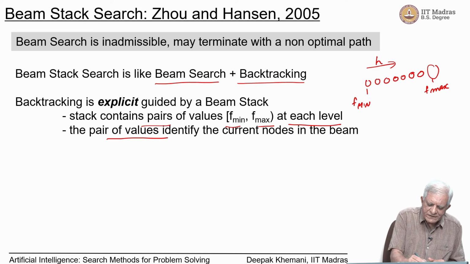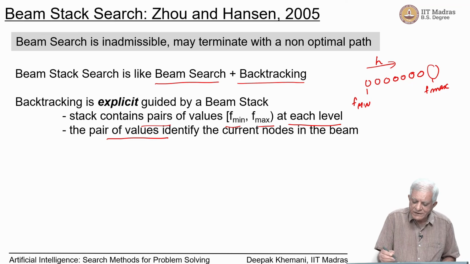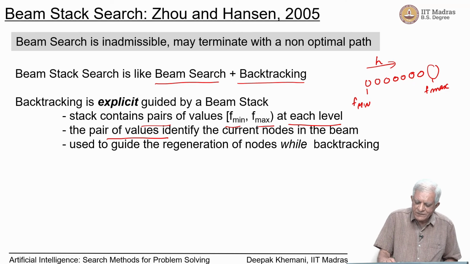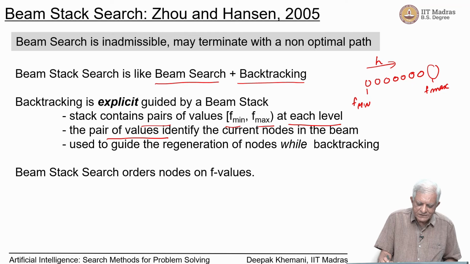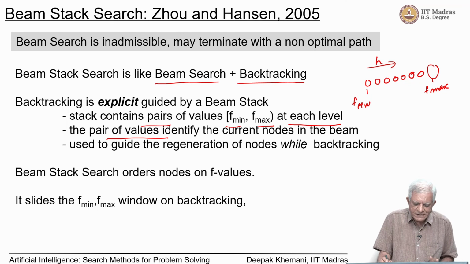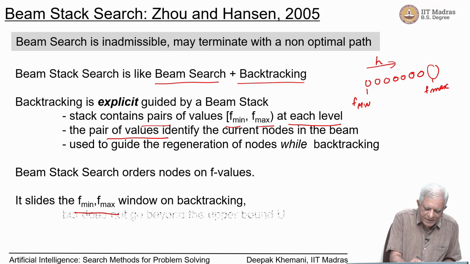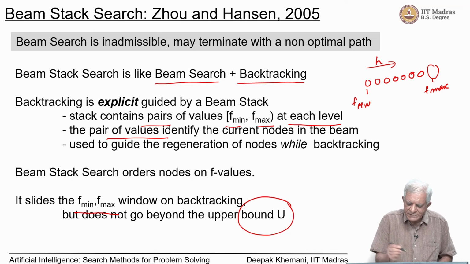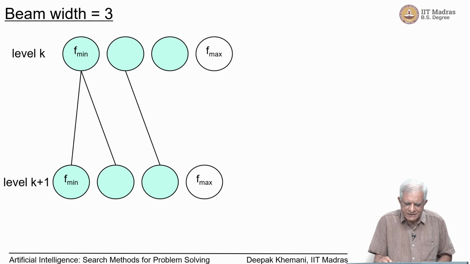The pair of values in the beam stack store the identity of the current nodes in the beam essentially, used to guide the regeneration of nodes when you are doing backtracking. So, beam stack search orders nodes on f values, and it slides this f min, f max window when it backtracks, but it always stays within this upper bound of u essentially.